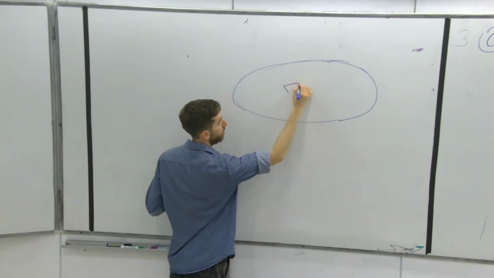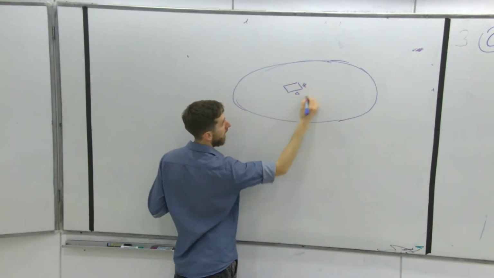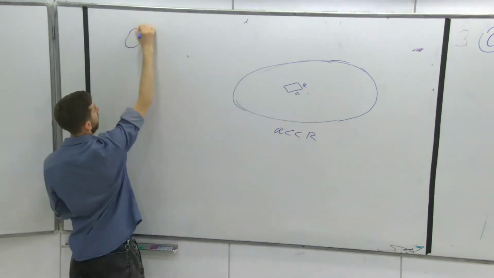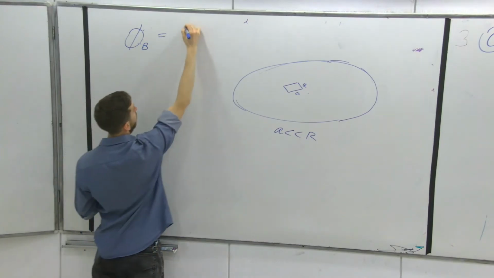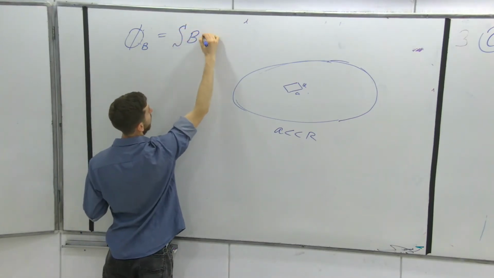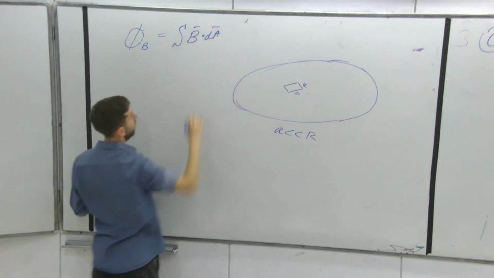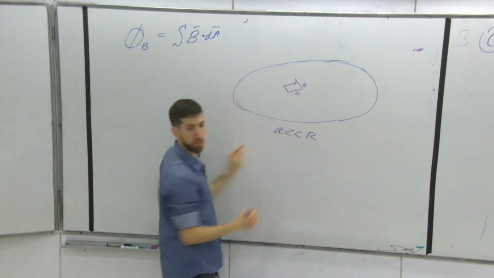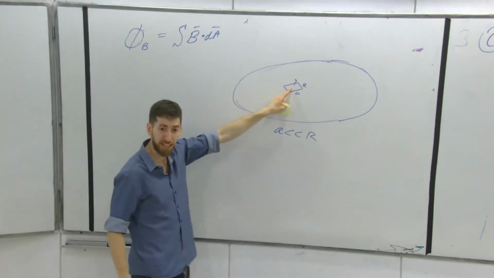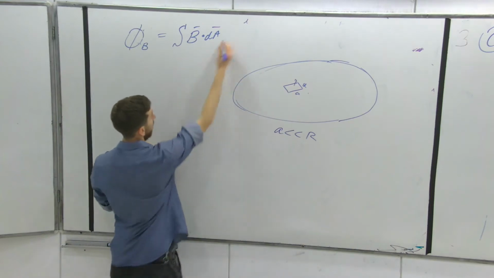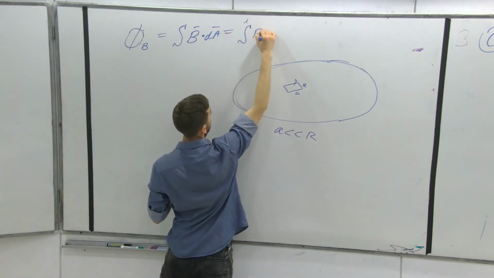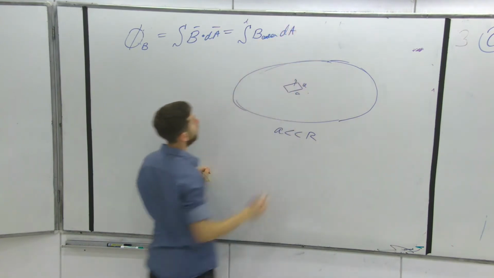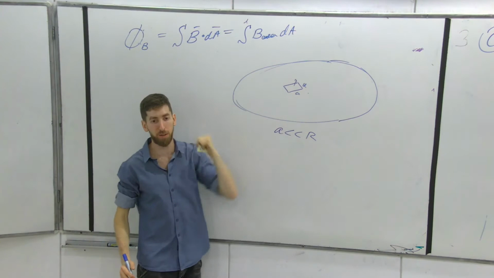Okay? So we have here this frame, and I'm telling you that A is much smaller than R. So let's do this. Phi B, the flux, equals the integral of B dot dA. Okay? And what is the direction of dA? In the Z direction, right? What is the direction of B in the center? Also. So we can actually forget about the dot, right? B center and dA, they're both pointing in the same direction.